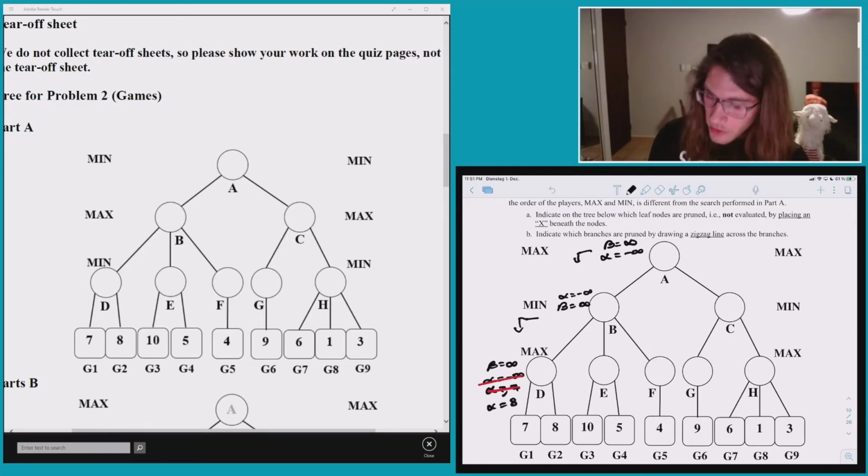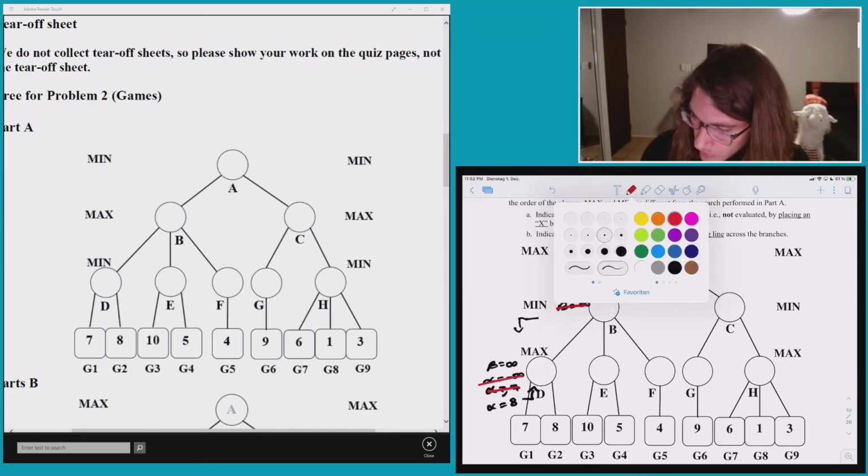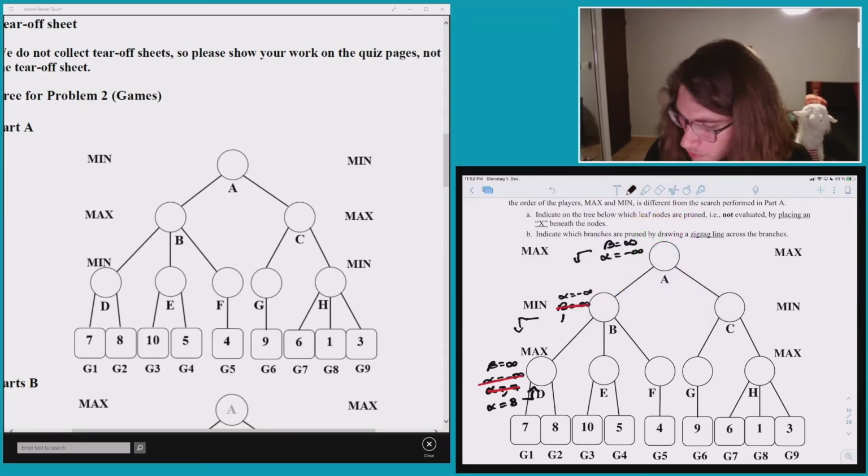It was greater than or equal to 7 because we hadn't explored all the tree or all the leaf nodes. Once we've explored all the leaf nodes, we know alpha is equal to 8, the highest value found. And so this goes back up, meaning that beta in this case, because this is a minimizer level, beta is less than or equal to 8.